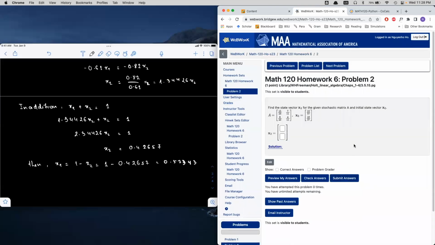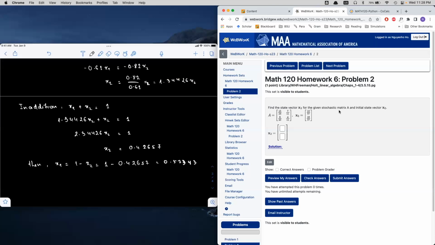So for problem 2, they want you to find the steady state vector or matrix x3 of the given stochastic matrix. Stochastic matrix again is the matrix of transition probability with the initial state vector x0. All right. So to calculate x3, you need x1, and then you need x2, and then you can use the information of x2 to calculate x3. Very similar to what we did in problem 1.